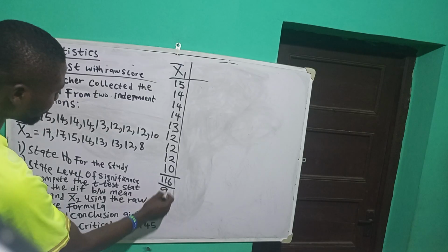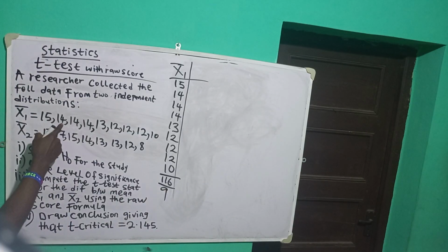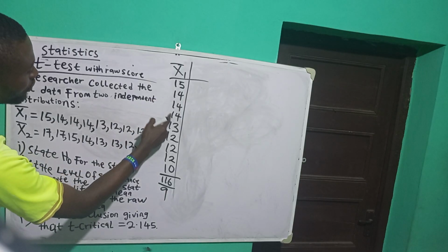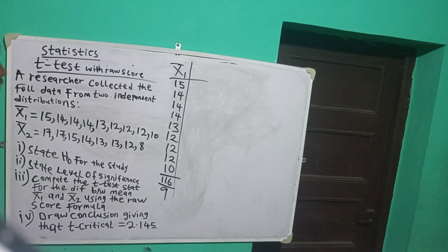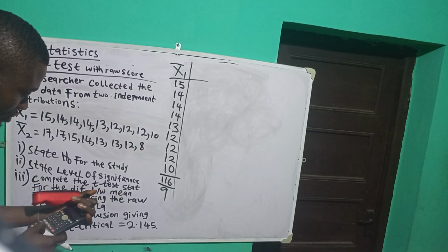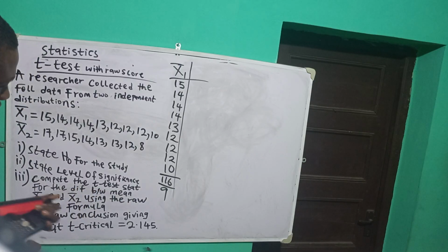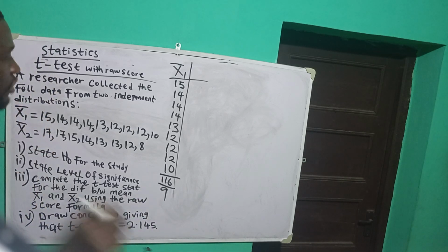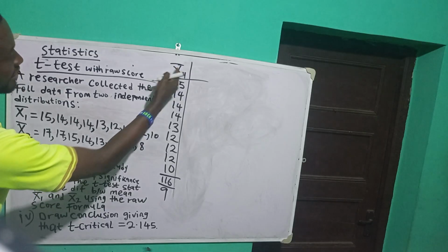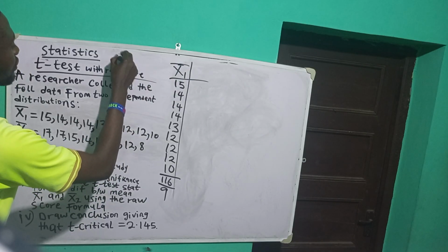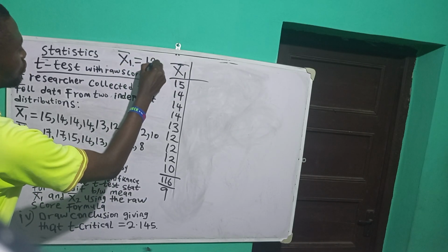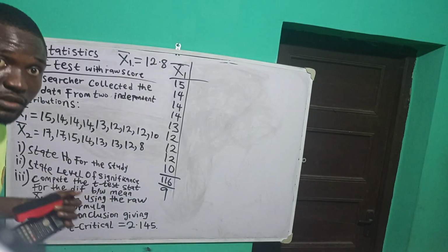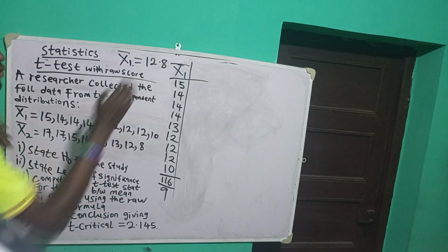So I'll divide it by 9, because there are 9 scores. So 116 divided by 9 will give me 12.8. So the mean score for this first set of data is 12.8, because if I divide this by 9, I'm going to get 12.8.